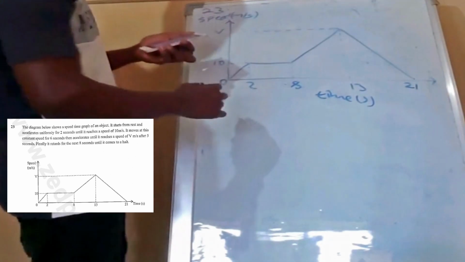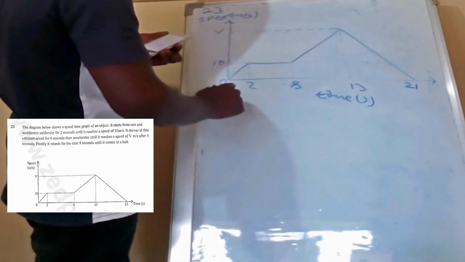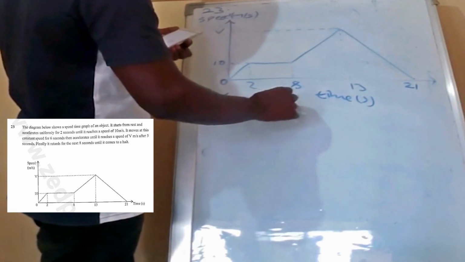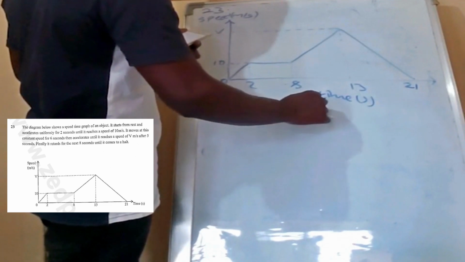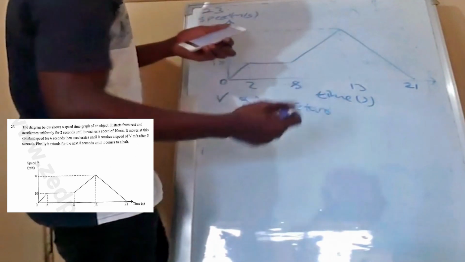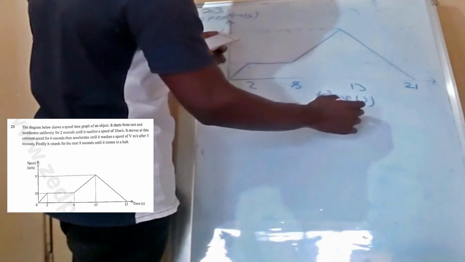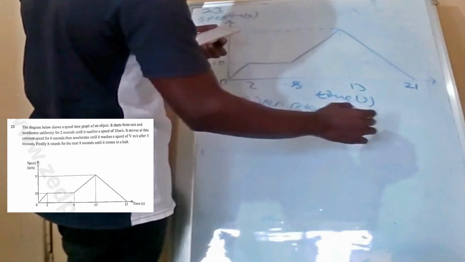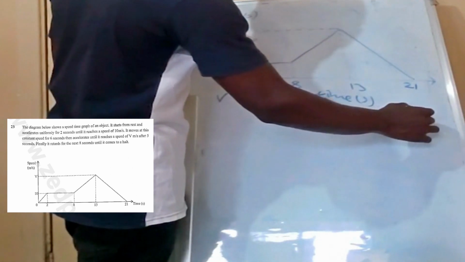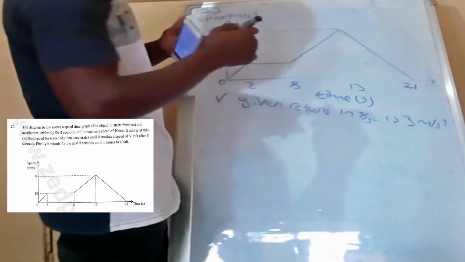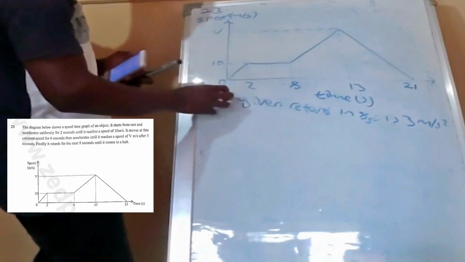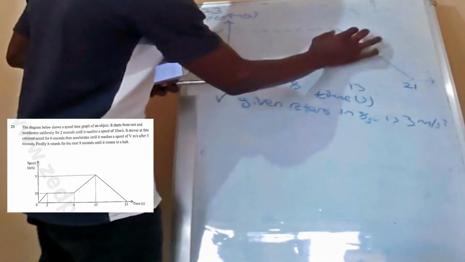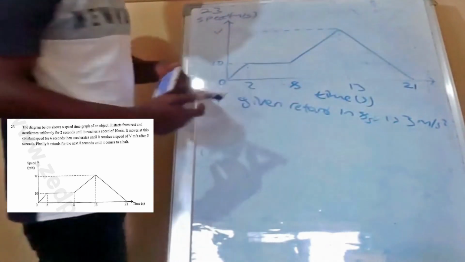Now B is saying find the value of V, given that the retardation in the last 8 seconds, which are these 8 seconds, is 3 meters per second squared.